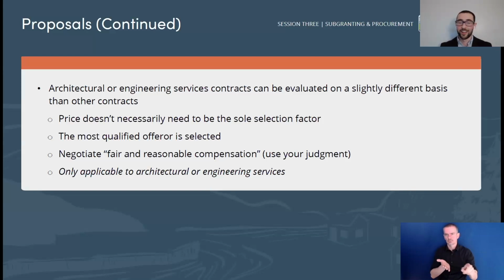So there's a lot in the uniform guidance that relies on the recipient's judgment, right, in carrying out these procurement contracts. But again, it's only applicable to architectural or engineering services. So it doesn't apply to other types of services or goods being manufactured.